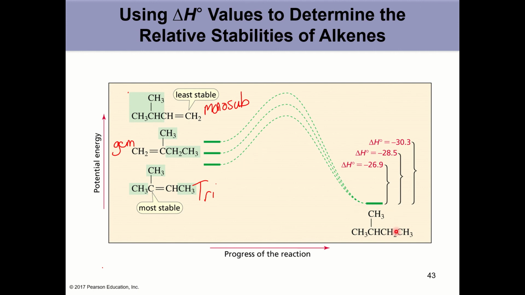But then the change in energy, or the enthalpy of the reaction, is different, because the change from the starting material, which had different energies, to the final product, the overall change in enthalpy, is different depending on the starting material that you have. The higher energy your starting material, the greater the change in enthalpy that will occur. So it has a larger change in enthalpy, but remember that negative 30.3 is less than negative 26.9 in terms of numerical value.